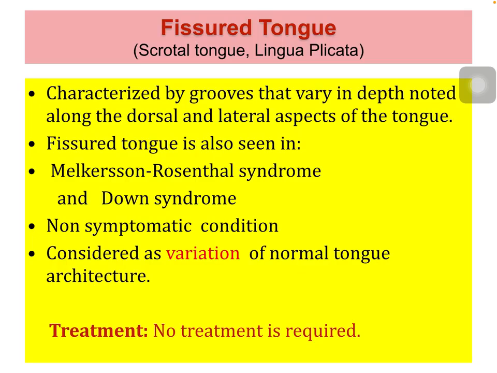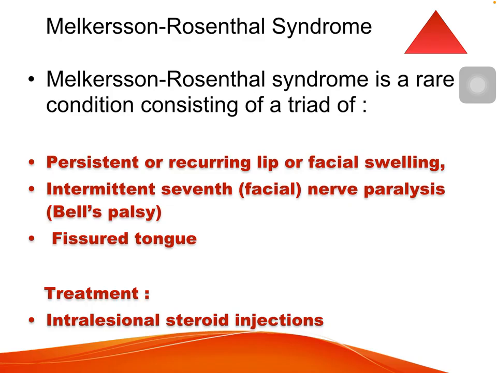Fissured tongue is also known as scrotal tongue or lingua plicata. Fissured tongue is characterized by grooves that vary in depth, which are noted along the dorsal and lateral aspect of the tongue. Fissured tongue is also seen in Melkersson-Rosenthal syndrome and Down syndrome. It is an asymptomatic condition and is considered a variation of the normal tongue architecture. Treatment is not required for fissured tongue.